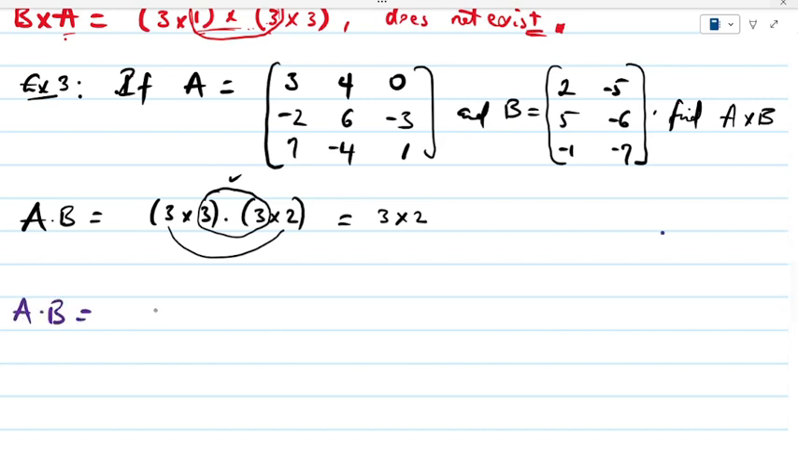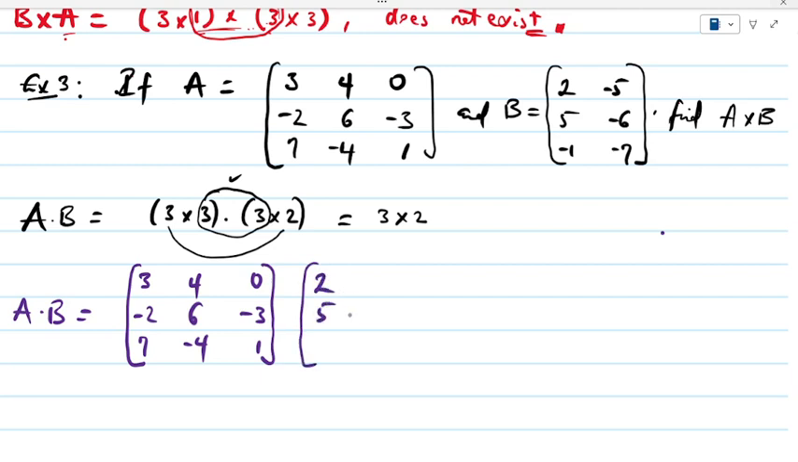So A times B now. We have A: 3, minus 2, 7, 4, 6, minus 4, 0, minus 3, 1. Then B: 2, 5, minus 1, minus 5, minus 6, 7. So the multiplication now is row by column, row by column.